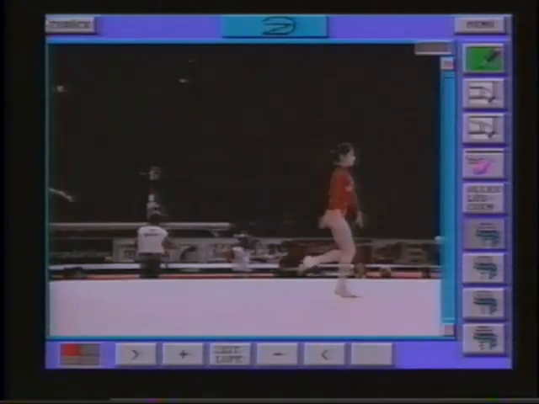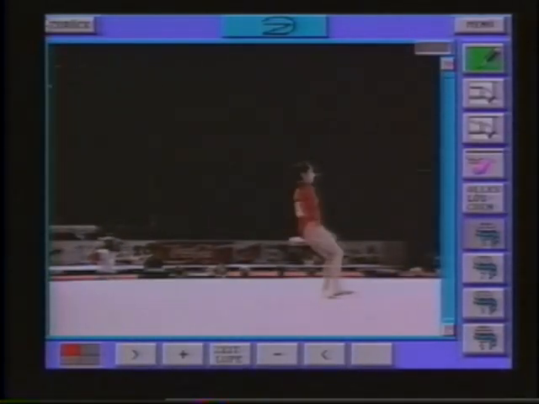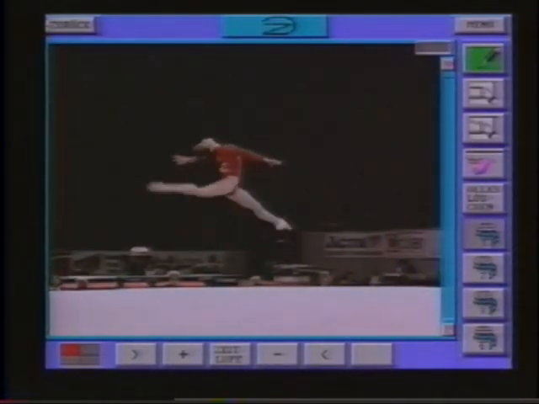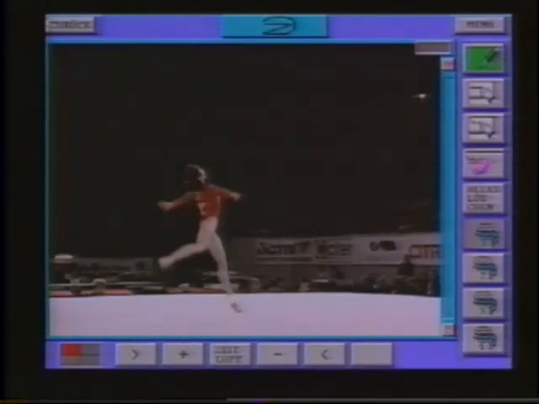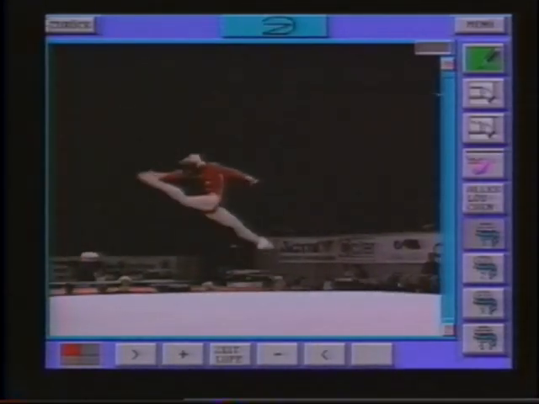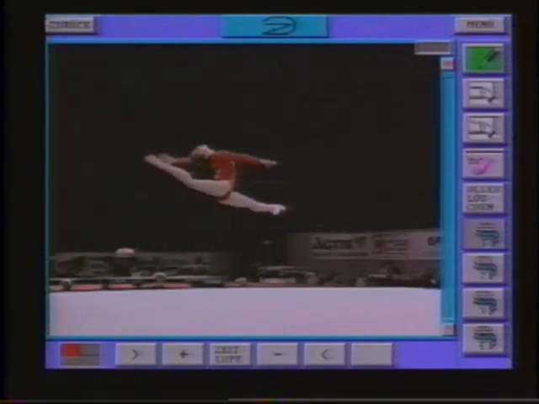Leaps, jumps, and hops. Split leap forward with leg change to ring on floor, C. Ideal execution, no deduction. We are seeing a technically perfect ring because the technical demand is the ring must be formed from leg and from upper body.